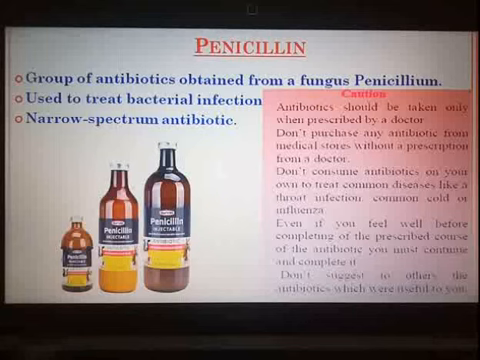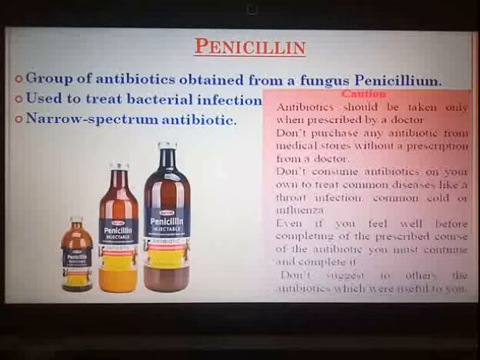Now let us come towards penicillin. You can see here a picture of Dr. Alexander Fleming. We are in the topic of penicillin. Now this Dr. Alexander Fleming was a professor of microbiology at St. Mary's Hospital and had cultured varieties of bacteria and fungi in petri dishes in his laboratory.